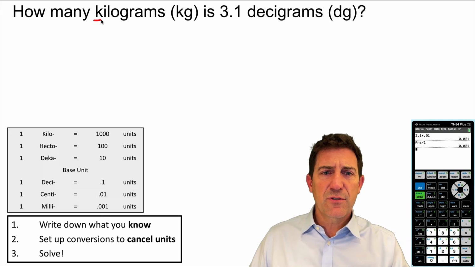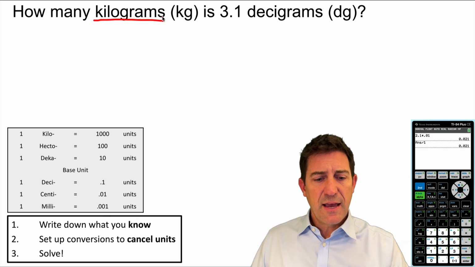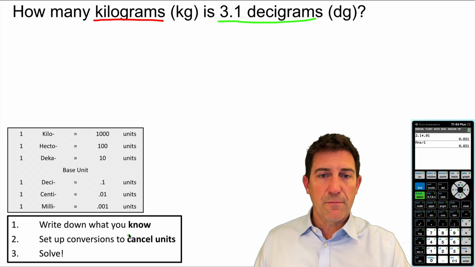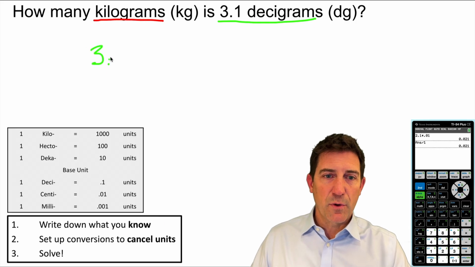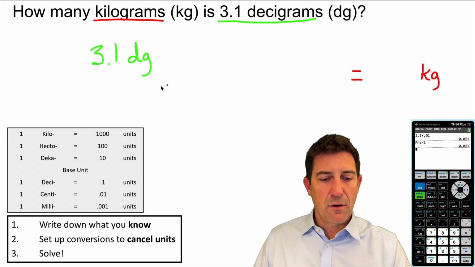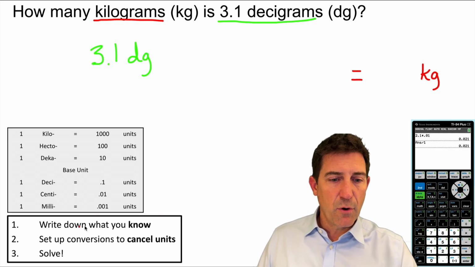I'm trying to solve for how many kilograms is in 3.1 decigrams. So I write down what I know, which has to have a number with it. In this case, that's going to be 3.1 decigrams. When I get done, I want my answer over here in kilograms. Okay, so now we wrote down what we know and we need to set up conversions to cancel the units.